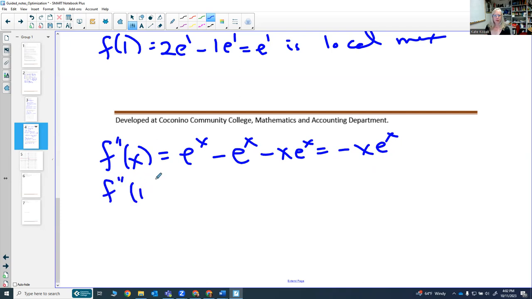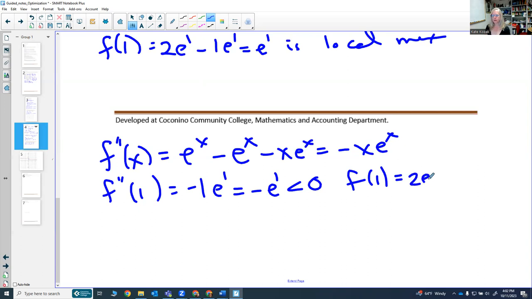F double prime at 1 is going to give you minus 1 e to the 1, equals minus e to the 1, which is less than 0. So f of 1, which is equal to 2 times e to the 1 minus 1 times e to the 1, is equal to e to the 1, is a local max.